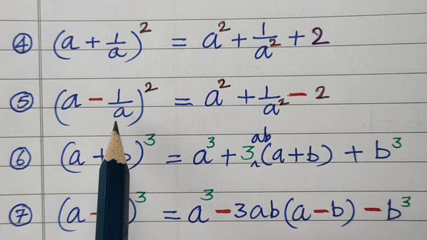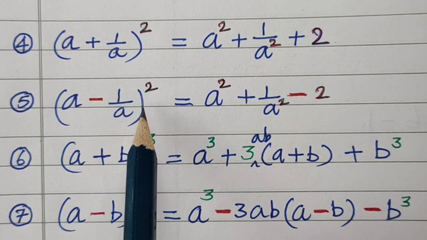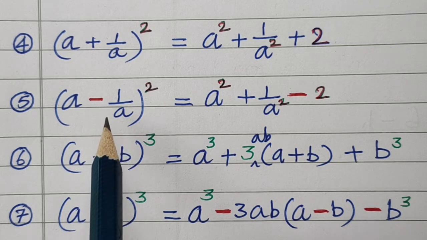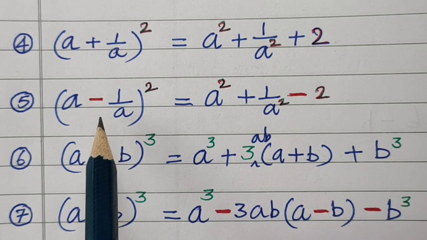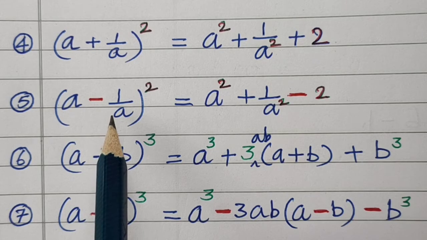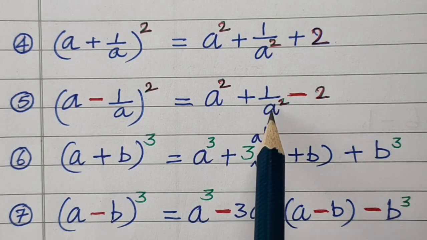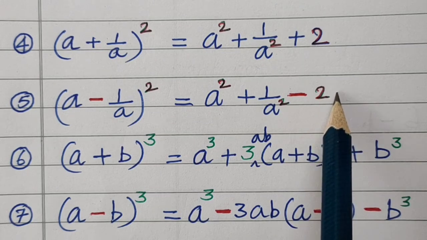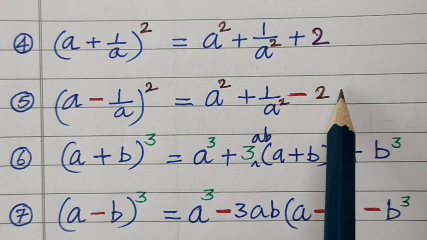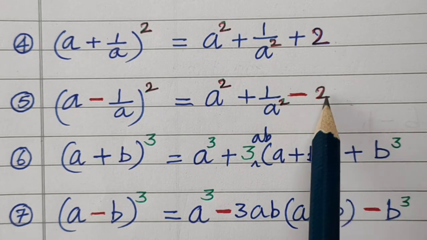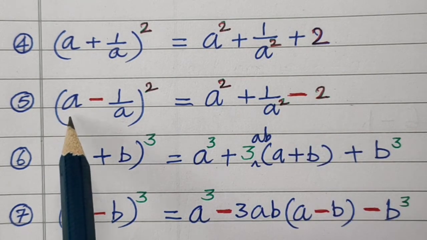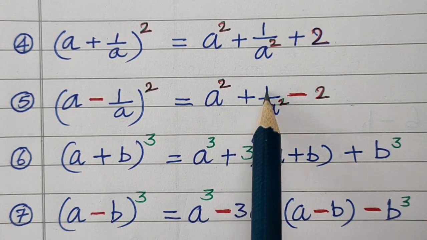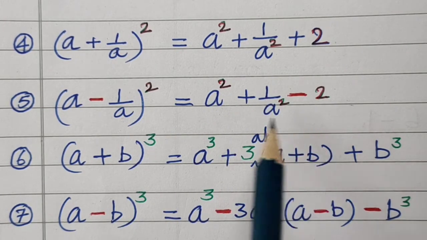(a − 1/a)². This is in the form of (a − b)². (a − b)² is a² + b² − 2ab. In place of b we have 1/a, that is 1/a² − 2ab. This a and this a will get cancelled, and we are left with 2. Therefore, (a − 1/a)² is equal to a² + 1/a² − 2.